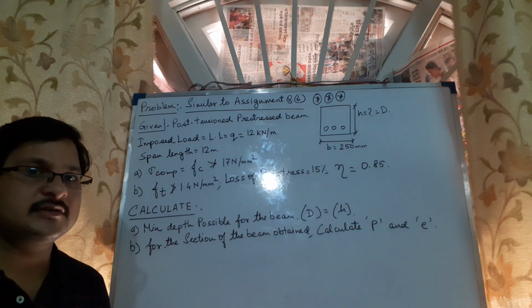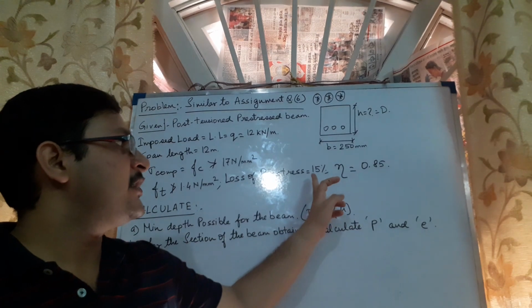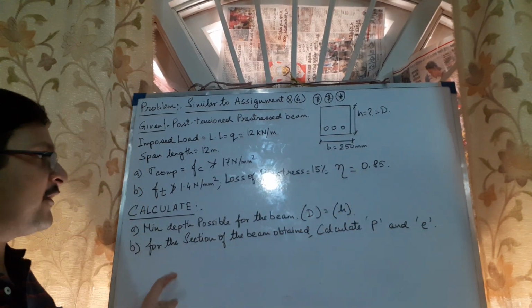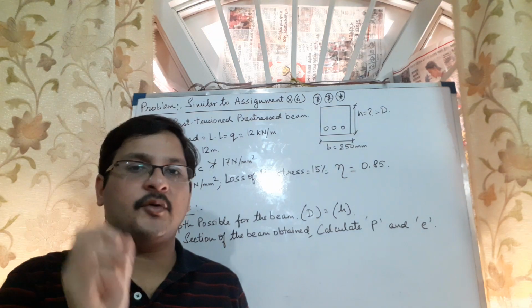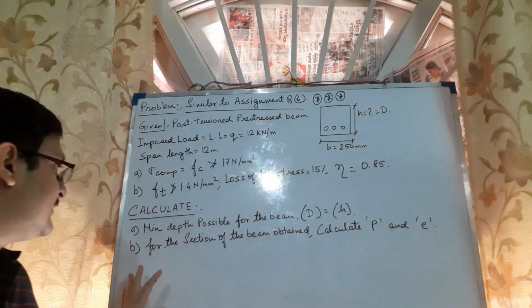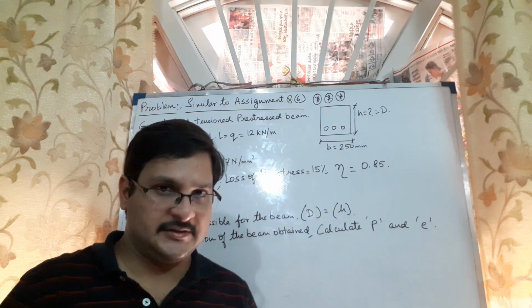So the loss ratio is not directly given, the loss percentage is given, so we have to subtract this from 100 and find out the loss ratio. Now we have to calculate the minimum possible depth D, and obviously for the section of the beam calculate the prestressing force and eccentricity.